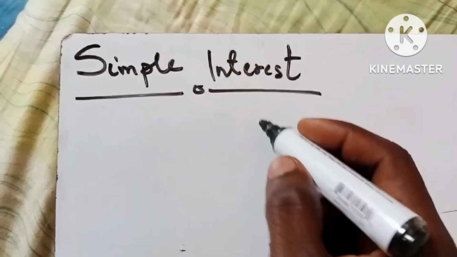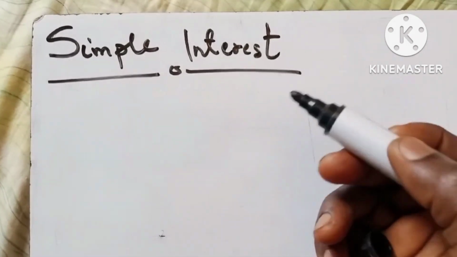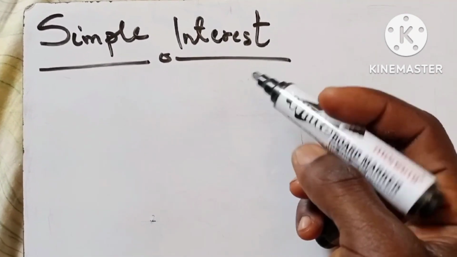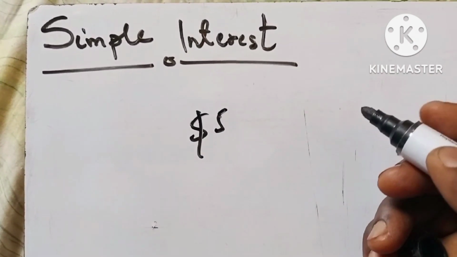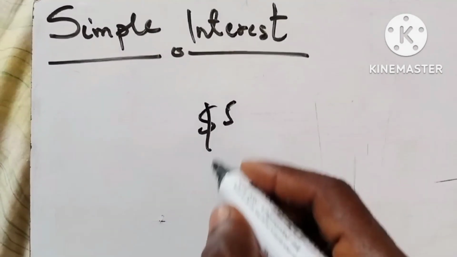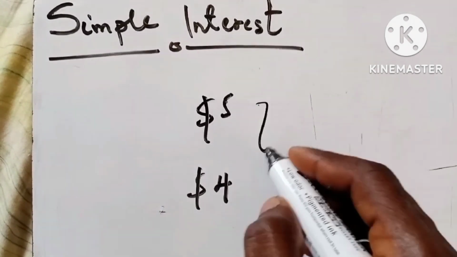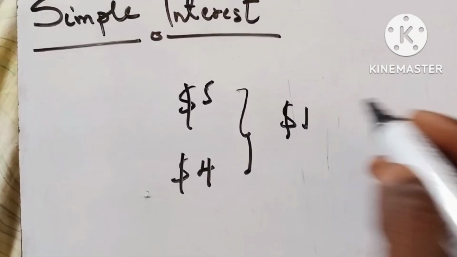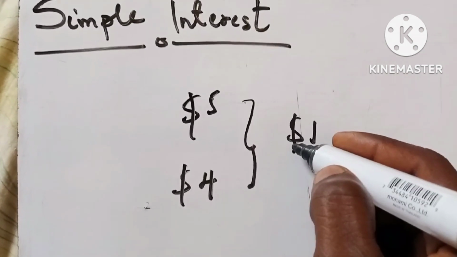The word interest means an amount that you gain on something, right? So let's say this marker here, you want to sell it for, let's say, $5, right? You bought this marker at $4. So if you subtract the two, you are going to have $1 as your profit. Is that okay? So this one is what we call a profit.